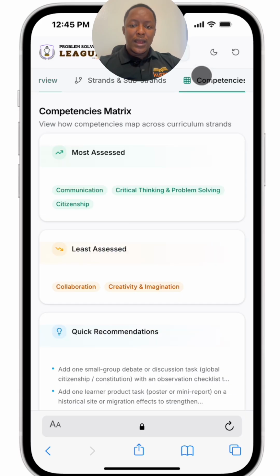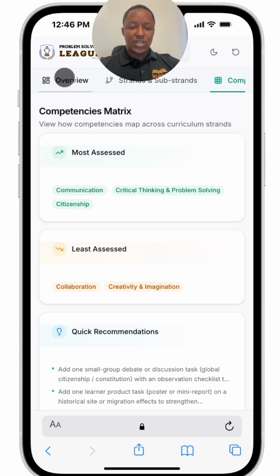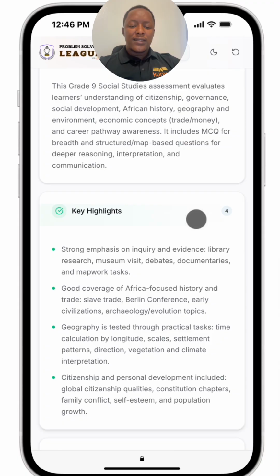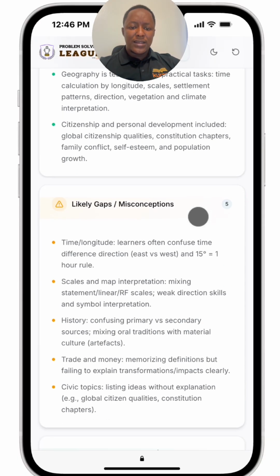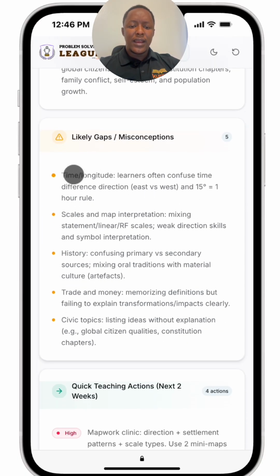Also, we'll be looking at certain competencies that will be very well measured, including communication, critical thinking, problem solving, and citizenship. Some of the key gaps that you might need to look at is time and longitude. This is usually a misconception. Learners sometimes struggle with knowing east and west, whether you add or subtract, and the 15 degrees equals 1 hour rule is very important for your learners to be very well versed with.